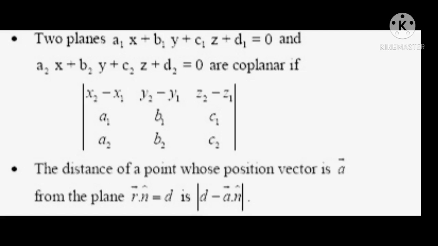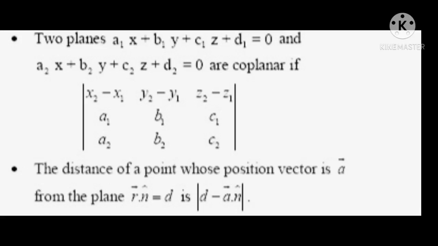Okay, the vectors are coplanar if, okay, this is not given, so this is equal to 0. Why this is happening I am going to tell you in the questions part, but for now, this determinant would be 0.